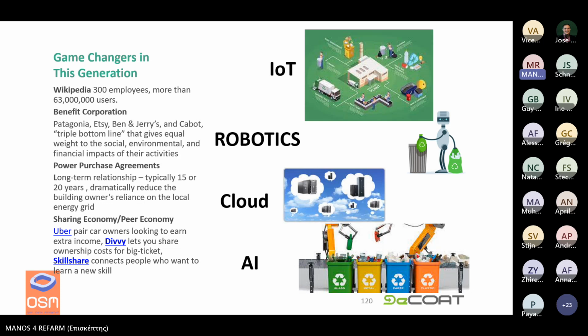And of course, a sharing economy, peer economy like Uber, Divvy, and Skillshare, where you share, it's like an exchange of goods. You earn in Uber, for example, extra income by using your own car. Skillshare connects people who want to learn a new skill. And the game changers in this generation are Internet of Things, robotics, cloud, artificial intelligence. So any type of innovative business model that we consider must or should incorporate one or all of these game changers.